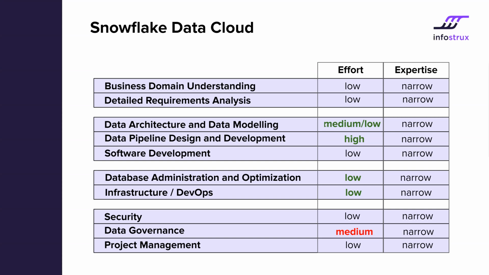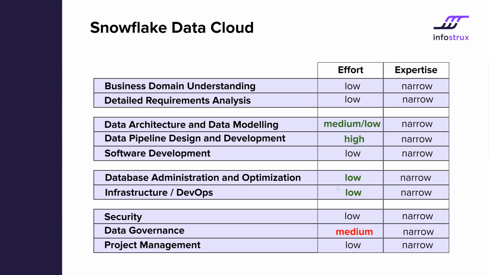In terms of effort, we are still gaining the benefits of what modern data warehousing brought, meaning we don't have to model everything. So the data pipeline design and development is still high, and it still needs to be done, but it's not as high as it was in traditional data warehousing. And the data architecture and data modeling are coming to be a bit more on the medium-low side, as opposed to just medium.